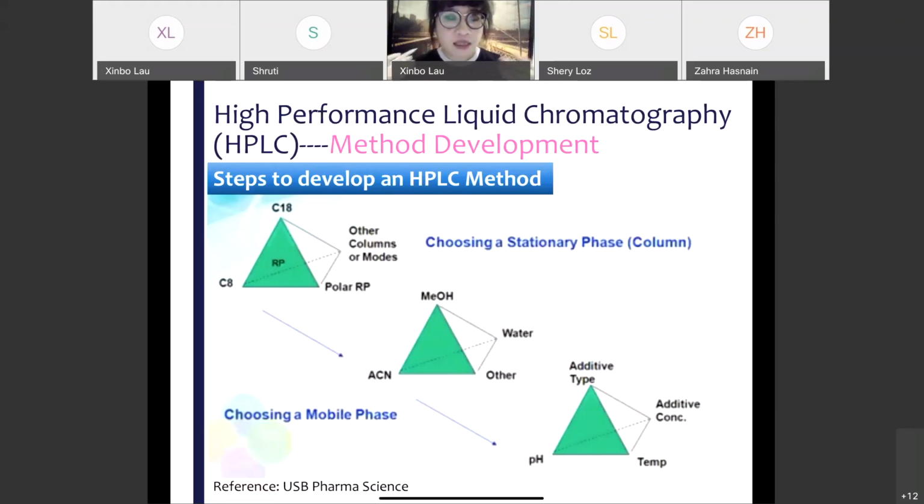And for the method itself, you have to choose the stationary phase and the mobile phase, and sometimes we also have additive types. One of the undergraduate days, we did a whole research study on this, trying to develop a new method for our lab and also working on a paper. We tried changing the pH of the solvent by adding some additive to our solvent system, and that's part of method development.